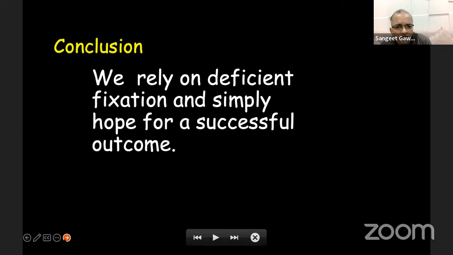So to conclude, we rely on implants, and we do not try to understand the importance of the anterior wall and the medial reduction. And we expect that the implant will give a successful outcome, but that doesn't usually happen. The key here is how well you have reduced the anterior wall and how you have addressed the medial wall also. So the posterior wall and the lateral wall, in my opinion, is as important as reconstructing the other two structures.